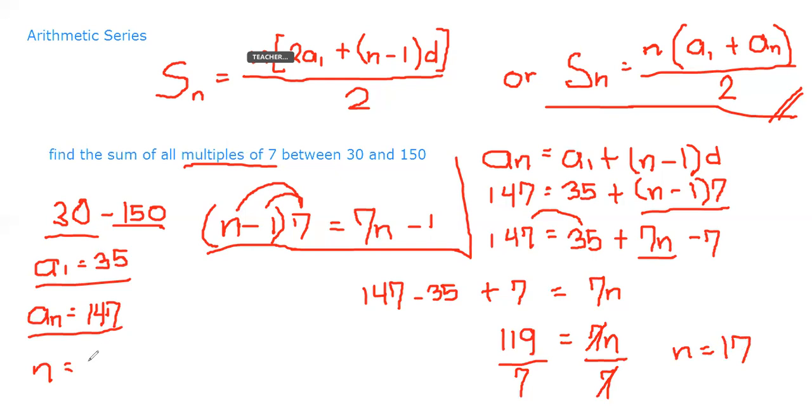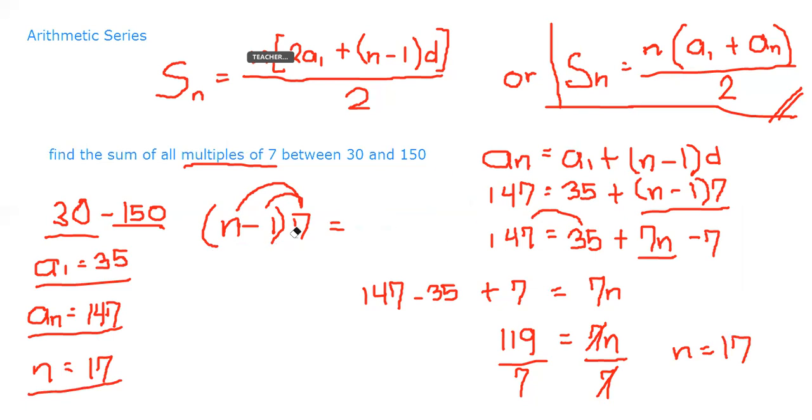So, may n na tayo na 17. Hindi pa ito yung final answer. Kinuha lang natin kung ilan lahat yung terms. Diba? So, lahat ng terms mula kay 35 hanggang kay 147 na multiple of 7 is 17. So, ngayon, kukuhanin na natin yung sum nila. Meron na tayong value ni n, may value ni a sub n, then may value ni a sub 1. Pwede na natin ma-compute gamit ang formula ng pangalawa natin. Okay? So, computein natin.